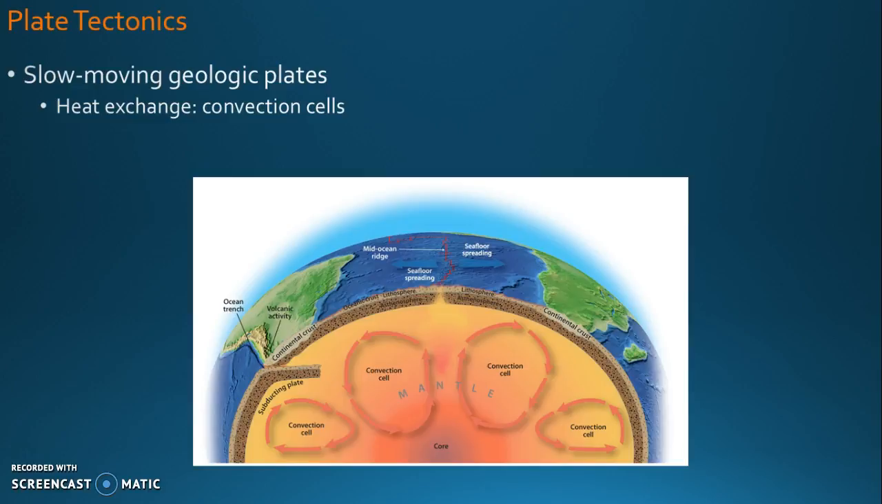The first concept that I want to talk about is plate tectonics. Basically, plate tectonics means that the outer shell of the Earth, called the crust, is actually broken up into pieces, and those pieces move independently of one another. We call each one of those pieces a plate.